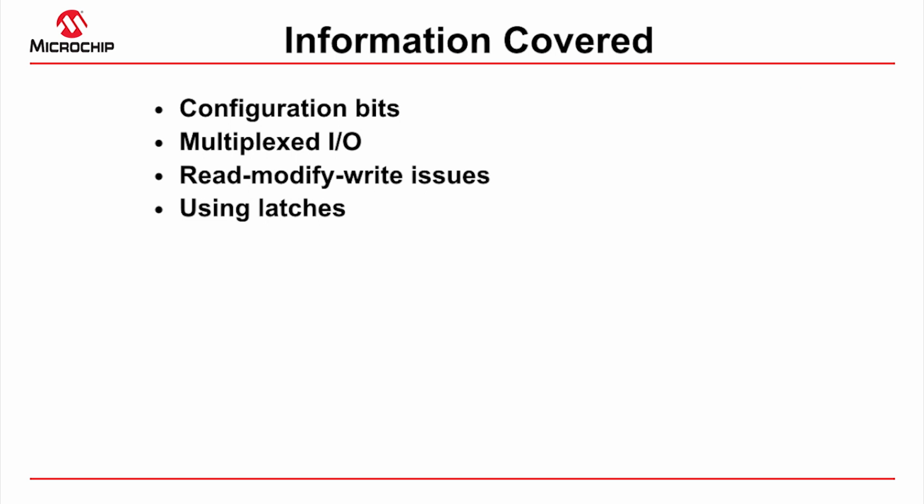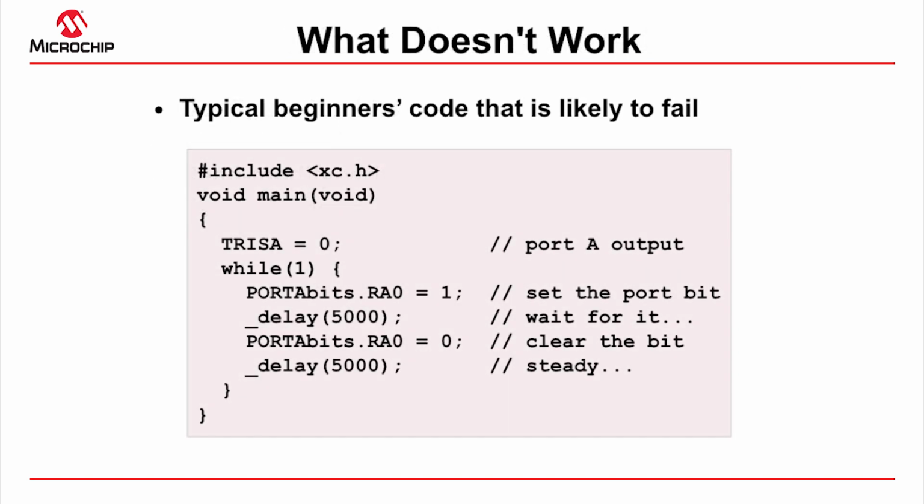In this webinar, we will look at a number of common mistakes made by programmers in code to flash an LED, which is often used as a Hello World program. The code examples we show are applicable to most 8-bit devices, but the principles are valid for all Microchip PIC MCUs. Here is some code that looks like it might toggle an LED attached to bit 0 of port A.